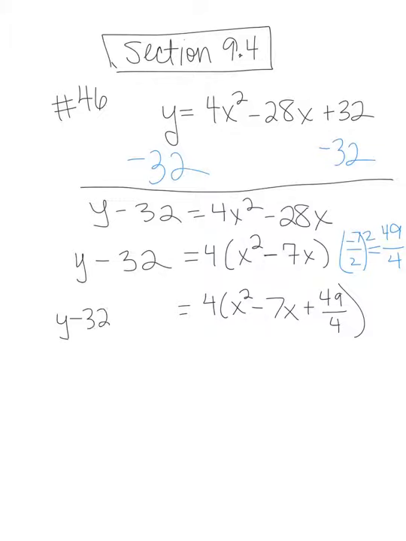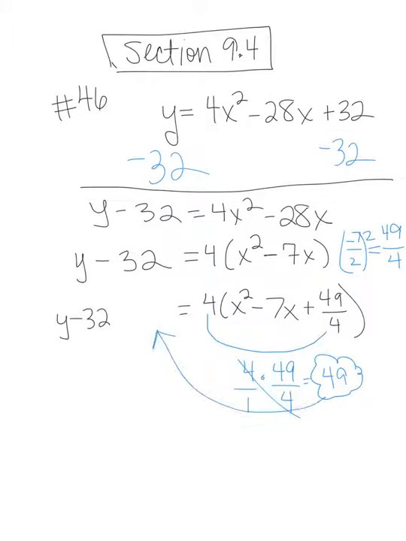So if we look at really what's happening on the right side, when you distribute the 4 to the 49 fourths, 4 times 49 fourths, this is like saying 4 is over 1, these cancel. So you end up with 49. So essentially, we have an additional 49 over here, which is what we have to add to the left side. So we're going to add 49. Now let's rewrite everything and simplify it.